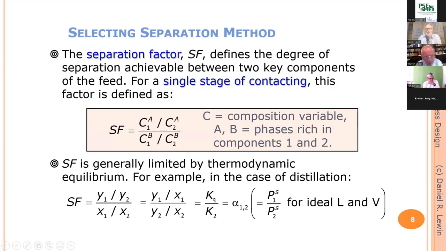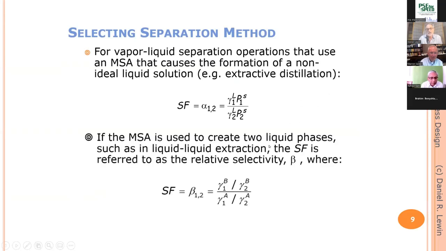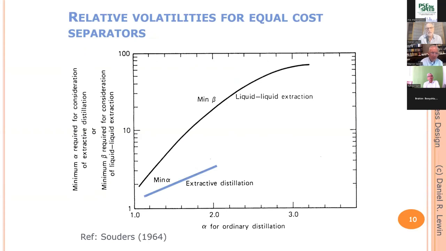For an ideal system, it would be just the ratio of the K values, as we know, for the case of ideal distillation, but separation factor is also defined for more complex separation problems involving non-ideal separations, for example, requiring extractive distillation, or for liquid-liquid extraction. Now, why is the separation factor so important? Because basically it allows us, using the approach of Seider's, to determine what should be the separation factor for a separation system that is competing with ordinary distillation in order for it to be feasible.